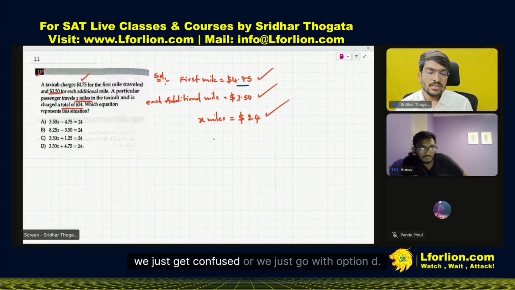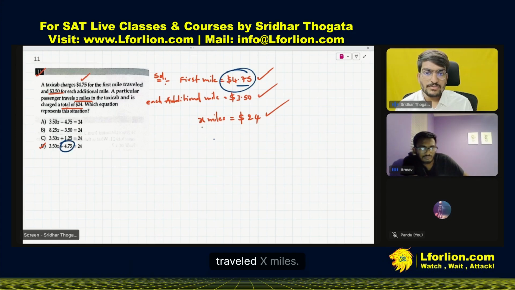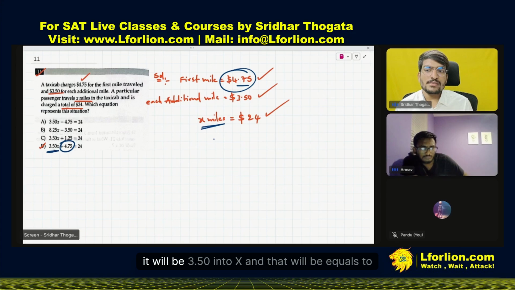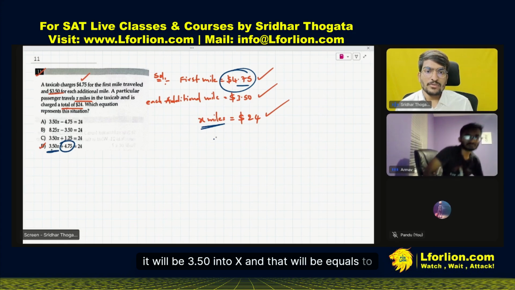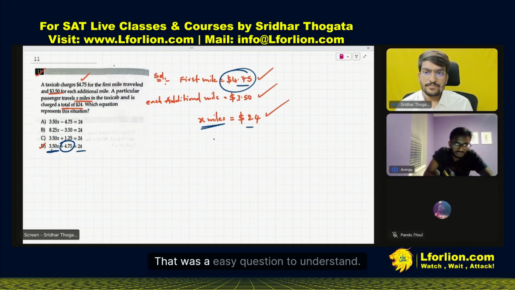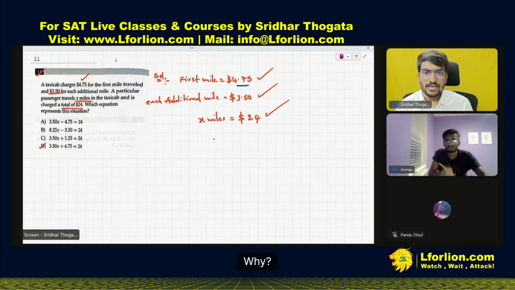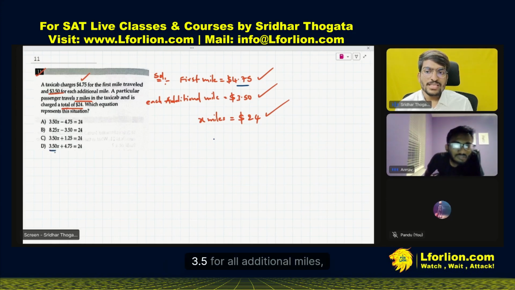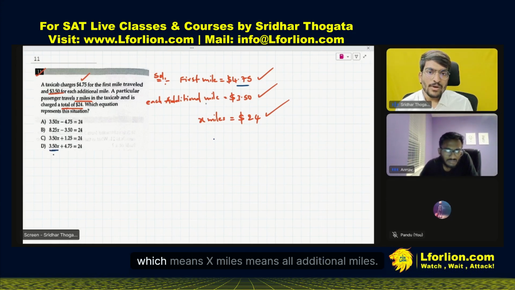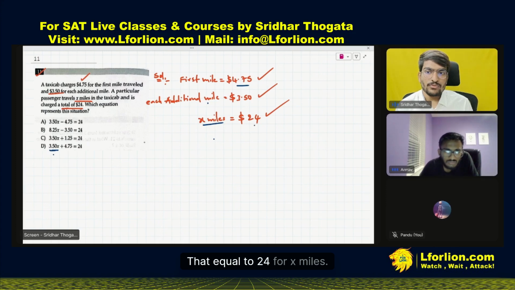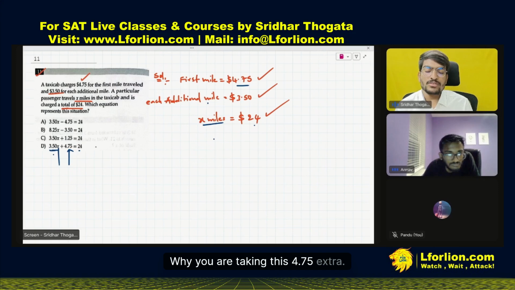Here we just get confused, or we just go with option D, because the first mile is $4.75 and the rest he traveled X miles. X miles will be 3.50 into X, and that equals 24, right? That was an easy question to understand. That is the trap. That's incorrect. Why? Because with option D, 3.5 is for all additional miles, so X miles means all additional miles equal 24. Why are you taking this 4.75 extra? That's incorrect.